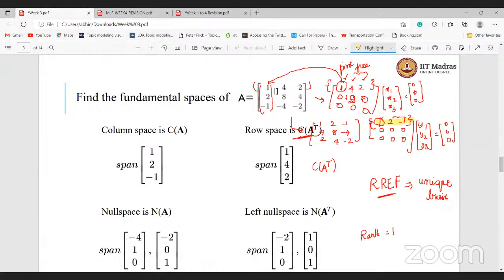How do you get it? First you do R2 minus 2R1. So first we have to transpose the matrix, right? For row space. Yeah, okay. No, 1, 2, -1 is the column span. Okay, sorry, my bad. So for column space, you simply find the pivots, and you take the original column.